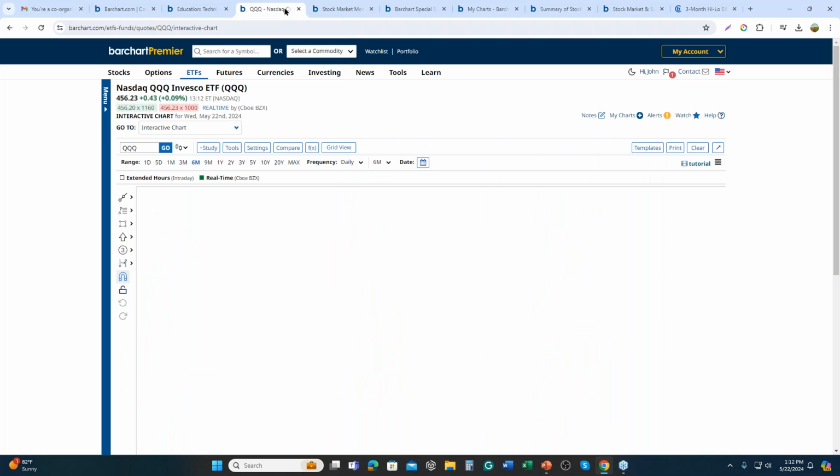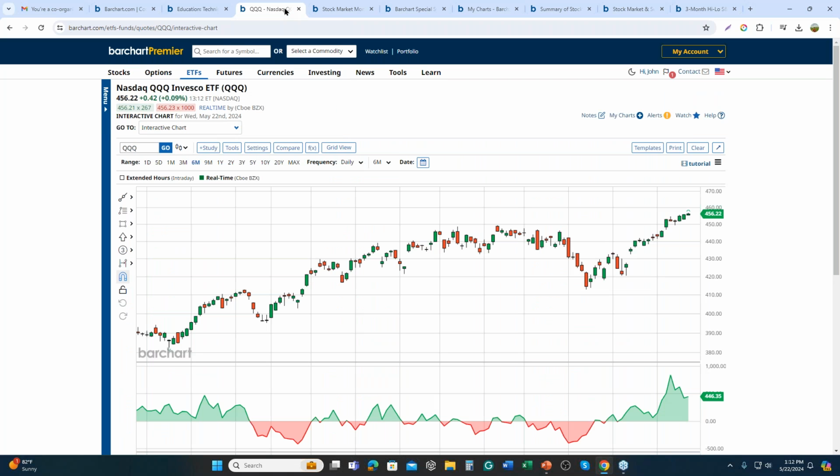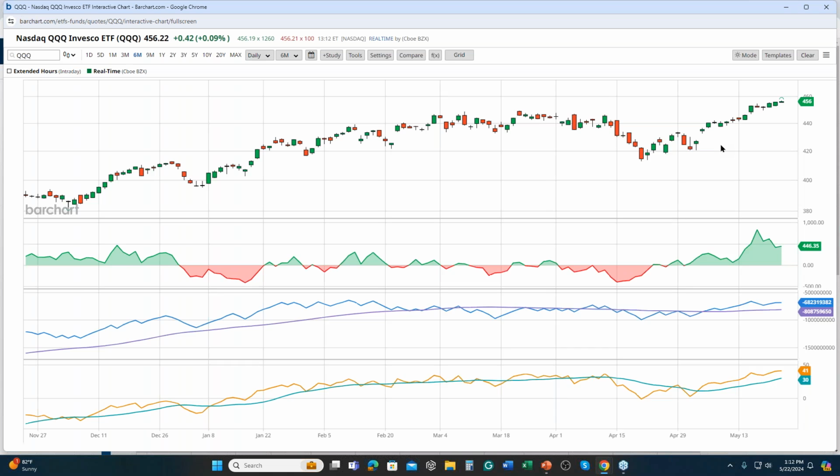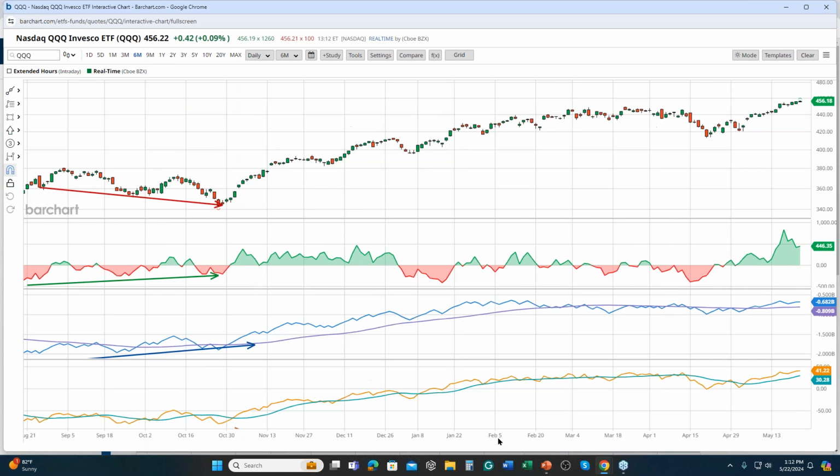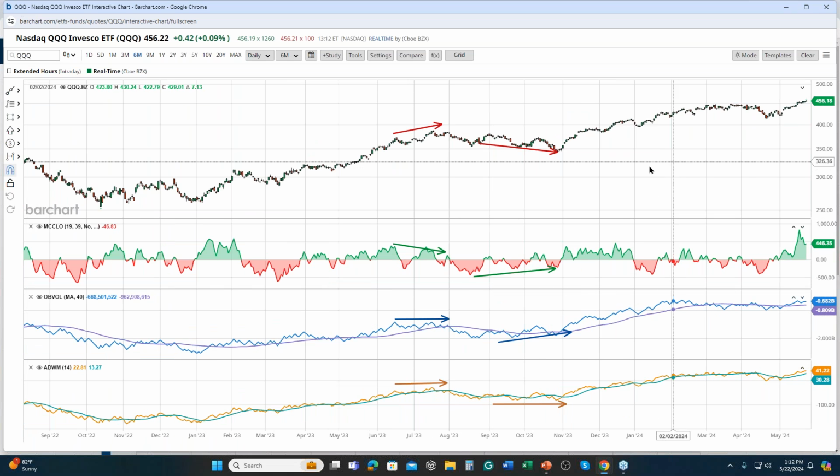So let me give you the Reader's Digest version of a couple of these breadth indicators. Here we're looking at the QQQs, the NASDAQ, and I've put a couple of them up here for reference. Okay, good. One of the things we said about breadth indicators is divergence, right? So let's look at a couple of these.